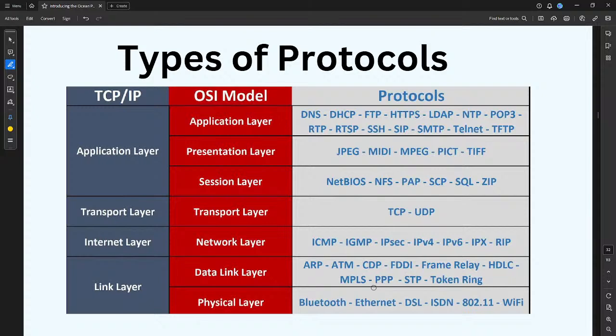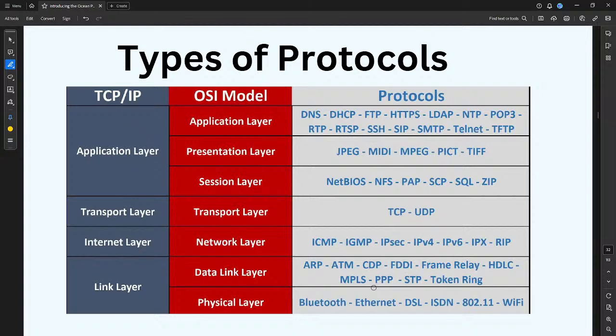We have different types of protocols. We've looked at the TCP/IP, we've looked at the OSI model. Now let's look at their protocols in depth. This is very interesting. Now, when we talk about the physical layer, what are the protocols? What helps us to establish, of course, communication?